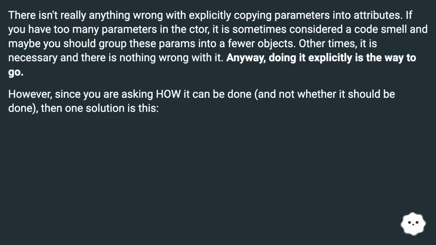There isn't really anything wrong with explicitly copying parameters into attributes. If you have too many parameters in the constructor, it is sometimes considered a code smell, and maybe you should group these params into fewer objects. Other times, it is necessary and there is nothing wrong with it. Anyway, doing it explicitly is the way to go. However, since you are asking how it can be done, and not whether it should be done, then one solution is this.